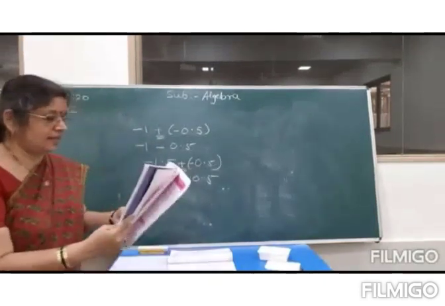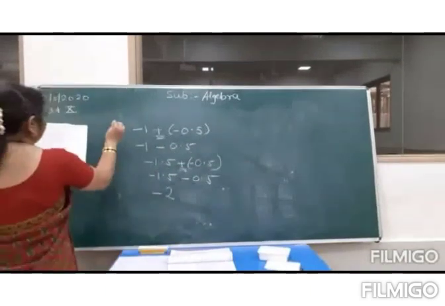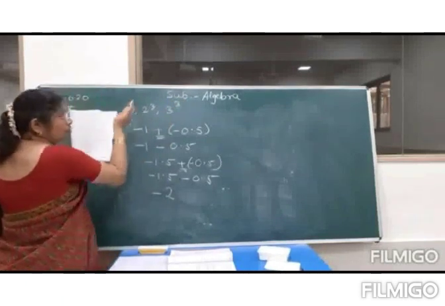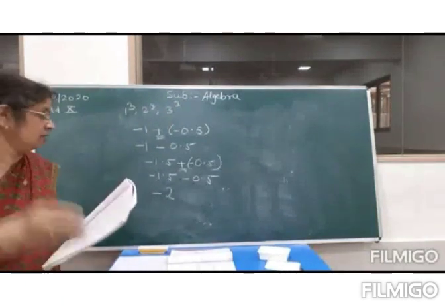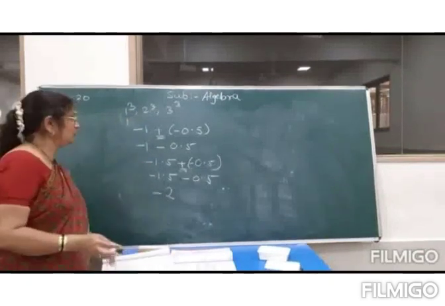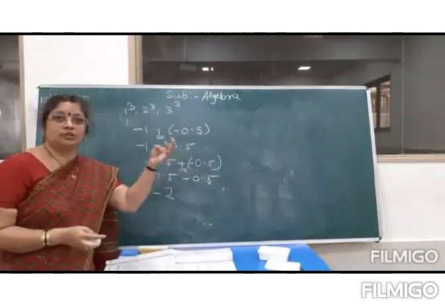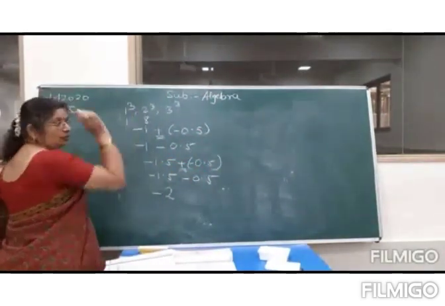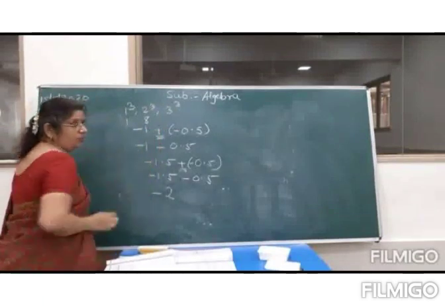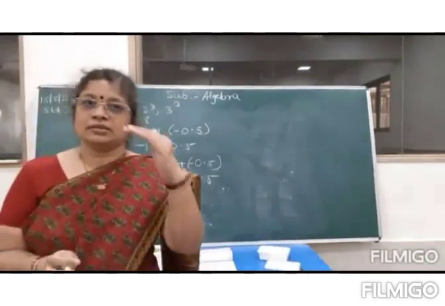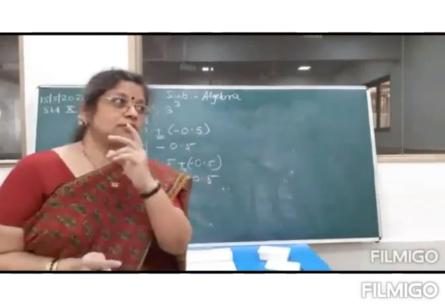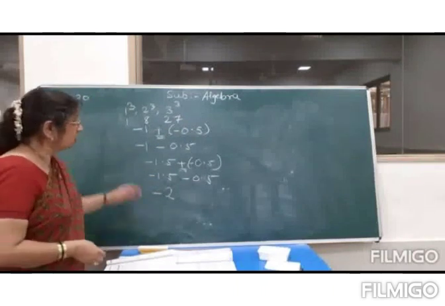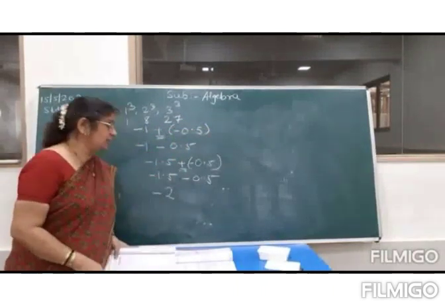Now see the sixth example. 1 cube, 2 cube, 3 cube. Now cube means 1 into 1 into 1, so you will get 1. If you see here, 2 cube means 2 into 2, 4. 4 into 2, 8. So 2 cube is 8. Now we go for 3 cube. 3 cube means 3 into 3 into 3. So 3 3s are 9, 9 3s are 27. Now like that you can find out the other terms.